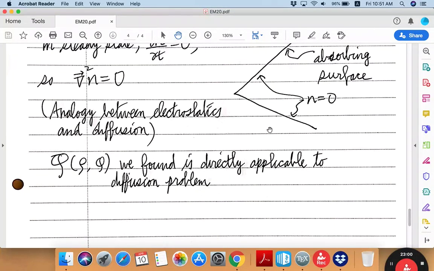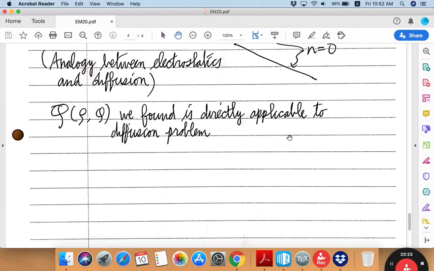I hope this will remain as a useful reminder of why studying electrostatics problems is useful, not just for the sake of electrostatics, but also possibly for the sake of studying other problems like a diffusion problem, for example.